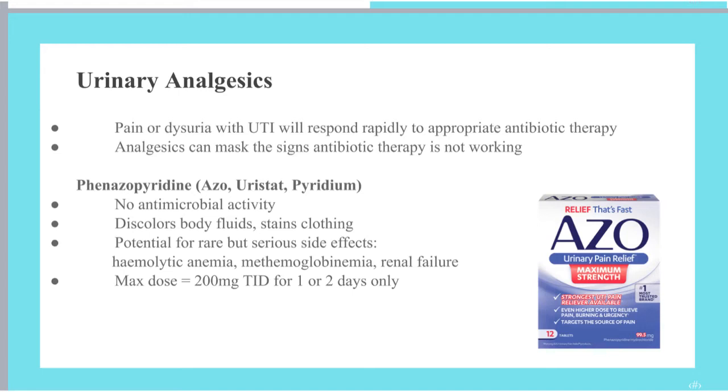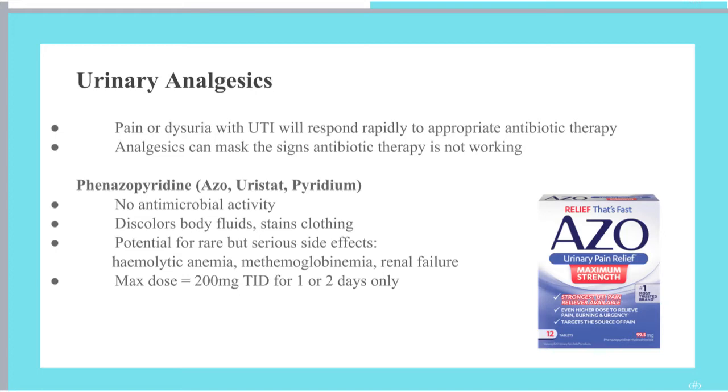Now, products like this don't have any antimicrobial activity, and they can discolor body fluids, so patients could be alarmed by having a bright red urine after taking a couple of days of these medications. They are available over the counter in products like Azo, Urostat, and Pyridium. So patients may reach for this type of product when they first get symptoms of a UTI, thinking that they're treating the UTI, when actually they are only treating the pain associated with it.